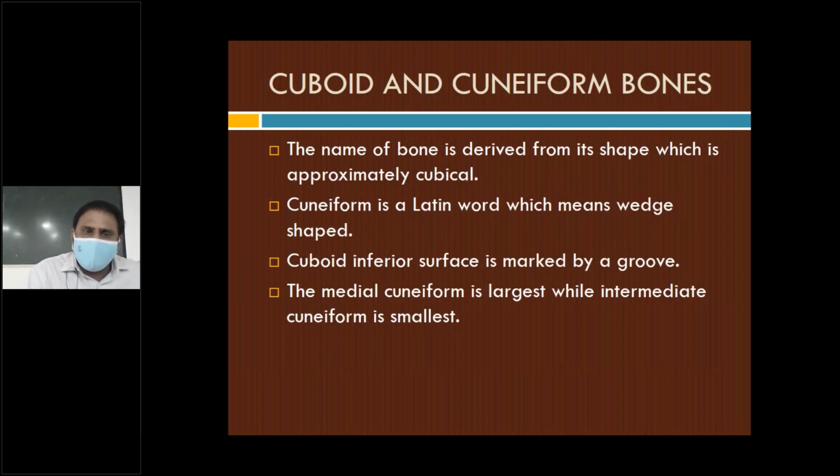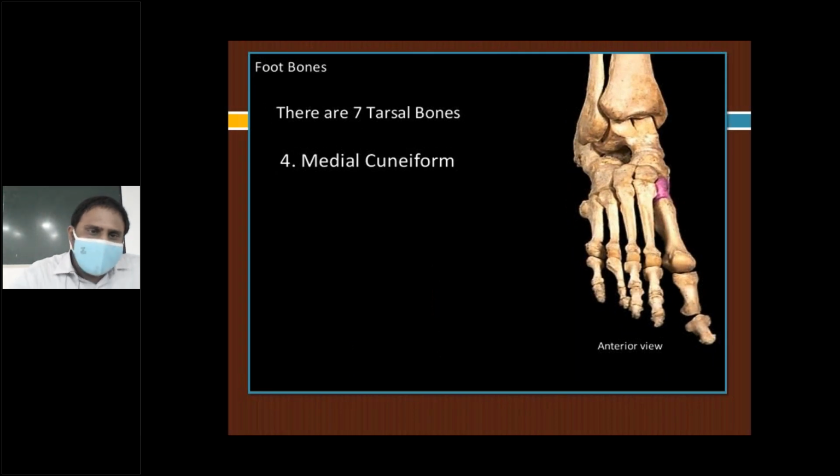Now the cuboid and cuneiform bones. The name of the cuboid is derived from its shape, which is approximately cuboid. Cuneiform is a Latin word which means wedge-shaped. The cuboid's inferior surface is marked by a groove. The medial cuneiform is the largest, while the intermediate cuneiform is the smallest. Now go to the medial cuneiform, the one at the big toe.